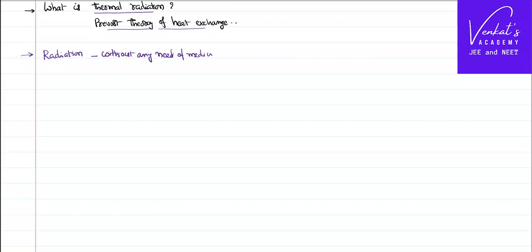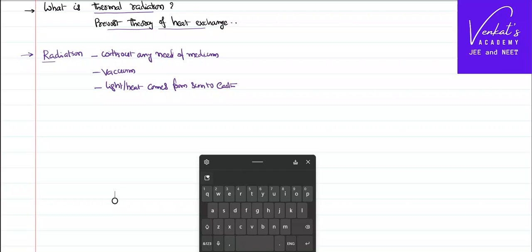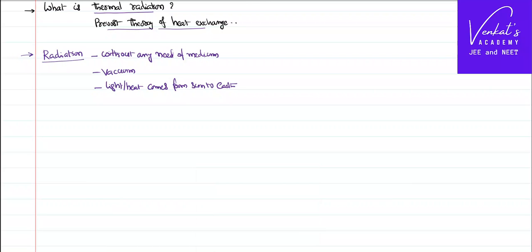That means thermal radiation happens through vacuum. Even if there is a medium, it is not going to use the medium, or it is not going to affect the medium in any way. Like light and heat comes all the way from sun to earth. There is a lot of vacuum before it enters into the earth atmosphere, but still it is able to travel, because that kind of a transmission which doesn't need any medium for propagation is called thermal radiation.